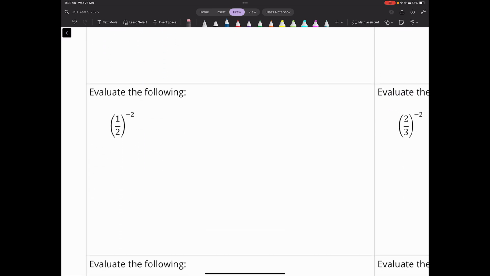Here we've got our first situation where we've got some brackets with a negative index outside it. Remember, what we need to do here is flip the fraction over and then apply the positive index. So this will actually end up being 4, 2 squared.